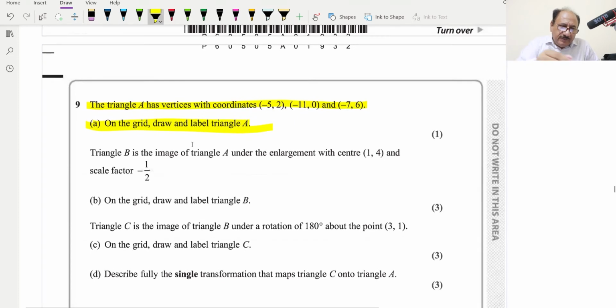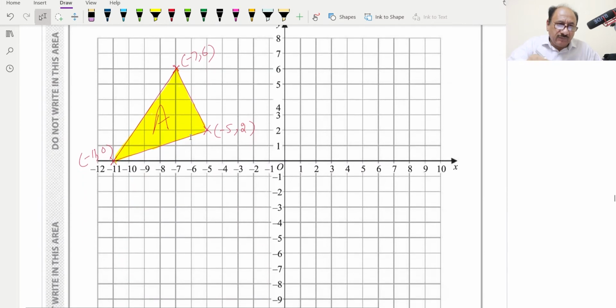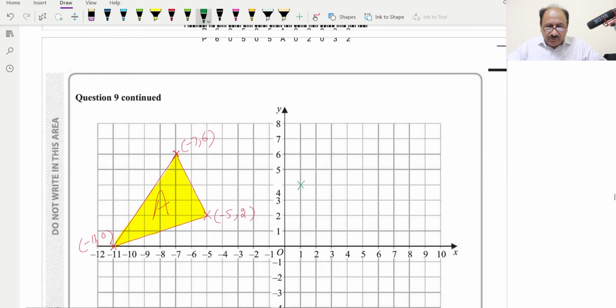Then triangle B. Triangle B is the image of triangle A under the enlargement with center 1, 4 and scale factor -1 by 2. So the center 1, 4, we have to indicate 1, 4. 1 and 4 will be indicated over here. So 1 and 4 is this one, and we have to enlarge it by scale factor -1/2. So what we can do, we can draw the lines.